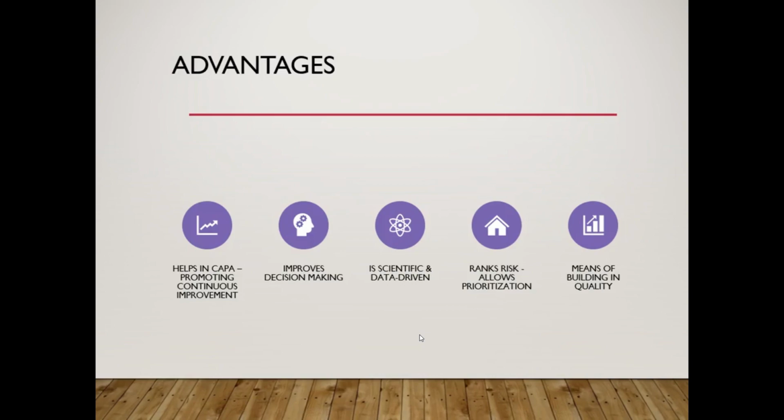It ranks risks and allows prioritization of those risks, so there's better use of resources, time and cost. There's a recognition of responsibility and accountability for each risk that's been identified. And it's a means of, again, building quality into your product. So if you have a QRM system in place, you'll identify where the possible risks are, so your chances of right first time obviously increase.